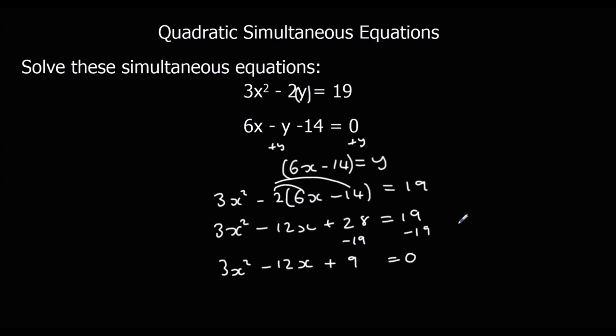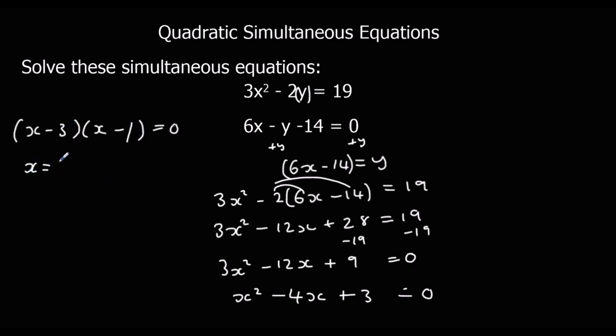So now to try and factorize it, I can see each of these numbers, they're all in the 3 times table. So to make it easier, I'm going to divide through by 3 first. So x squared minus 4x plus 3 equals 0. Now I'm going to factorize it, so I'm going to move it up here. x in both. 3 and 1 are the only factors of 3. I need to make minus 4, so minus 3 minus 1. So x is equal to 3, or x is equal to 1.